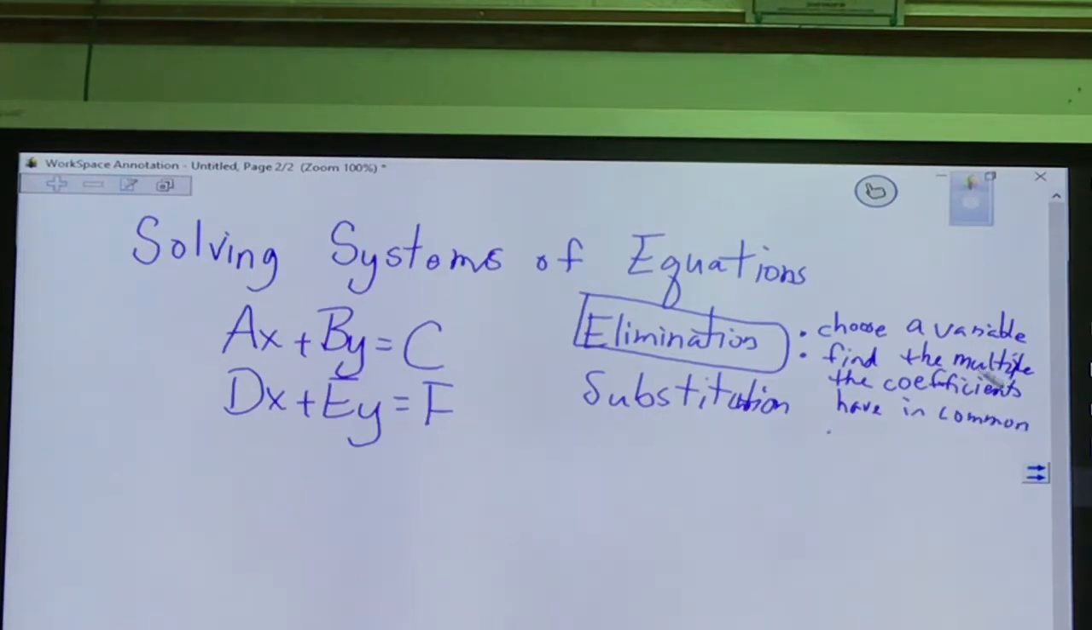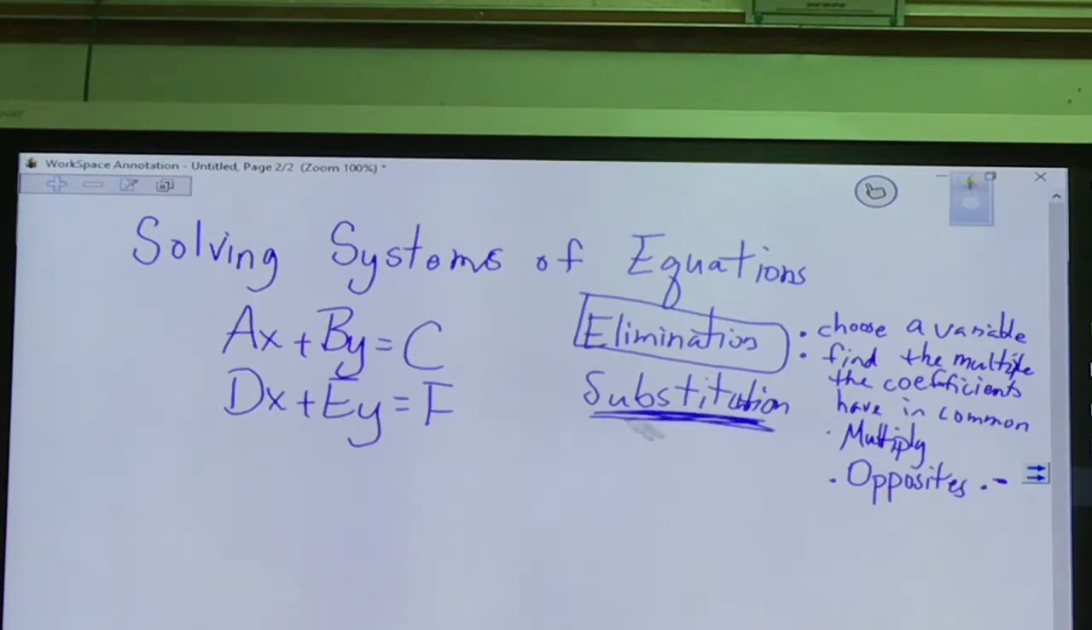After you find that multiple they have in common, you multiply both of your equations by whatever number it takes to make these be that same multiple. Then I always advise to check to see if those two numbers are opposites. What I mean by that is one of them positive, one of them negative. If they're not, then you should also multiply one of those by a negative number, not just both positive. And I'll show you what I mean by that.